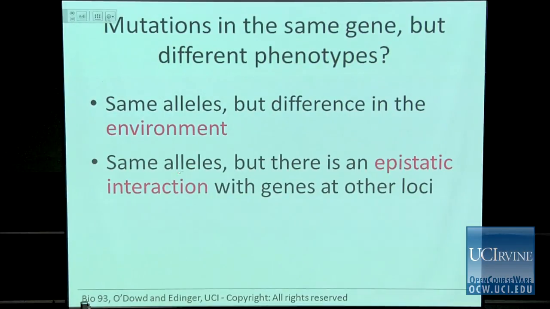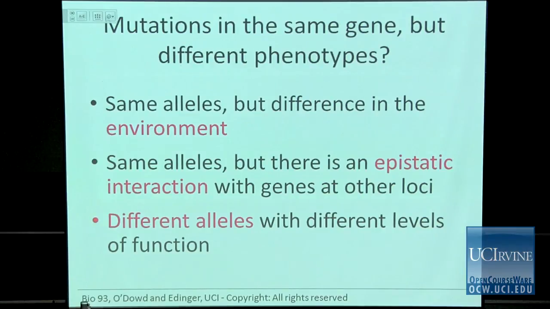You could also have the same alleles at one locus, but there's an epistatic interaction with genes at other loci. One other locus or multiple other loci could also affect the phenotype. So that can mask or alter the expression of the phenotype associated with these 2 alleles.